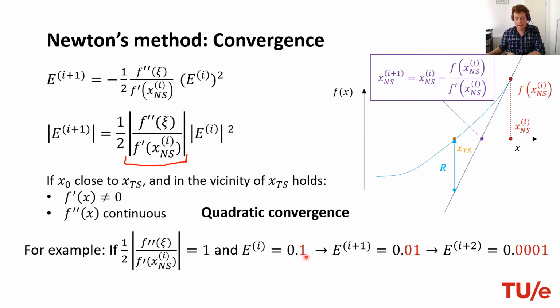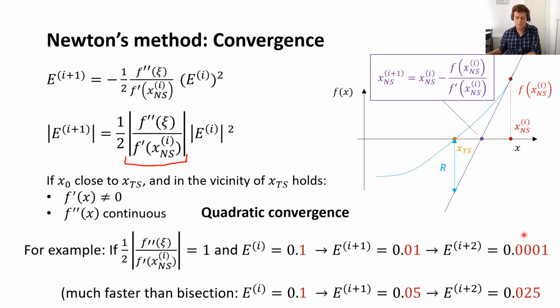So we double the amount of significant digits within every iteration. So we go from 1 to 2 to 4. So the error really decreases very rapidly as we progress through the iterations.